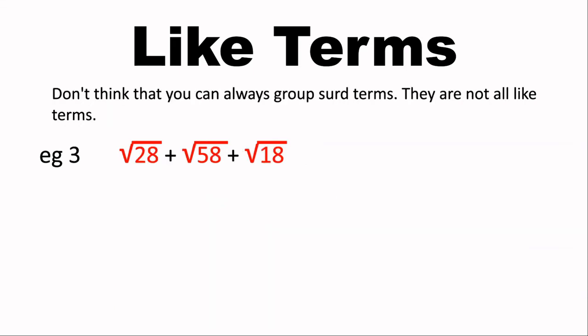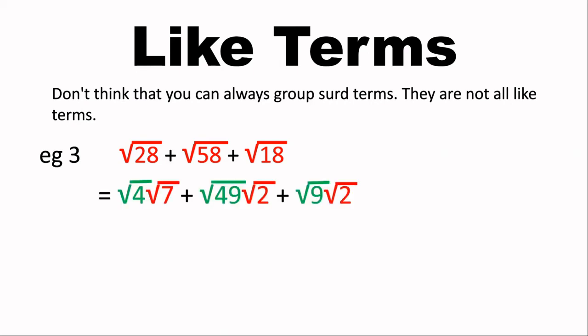For example here, the square root of 28 plus the square root of 58 plus the square root of 18. Let's first simplify each term as much as possible. 28 is the same thing as 4 times 7. 58 is the same thing as 49 times 2. And 18 is the same thing as 9 times 2. I've split each of these surd terms into their factor pairs, where one of those factors is the greatest square number I could think of. 4 can be square rooted, that's 2.